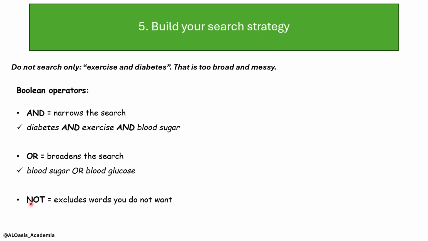And then not. Not is used when you want to exclude any paper that has a specific word. So you would write diabetes, not type 1 diabetes. This will come up with all papers that talk about diabetes, but will exclude any paper that mentions type 1 diabetes. And that's very important because in your question you are interested in studying type 2 diabetes and not type 1 diabetes.